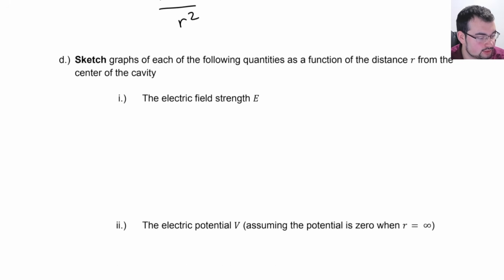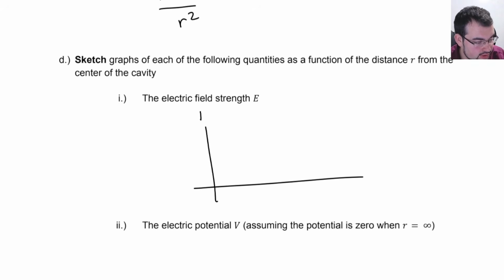Let's sketch some graphs. Electric field magnitude. So we know that it's going to explode to infinity when we're in the cavity, because we're right on top of a point charge. Decrease, decrease, decrease, decrease. Then we quickly jump to 0 inside the metal. And then we jump back up into K again.